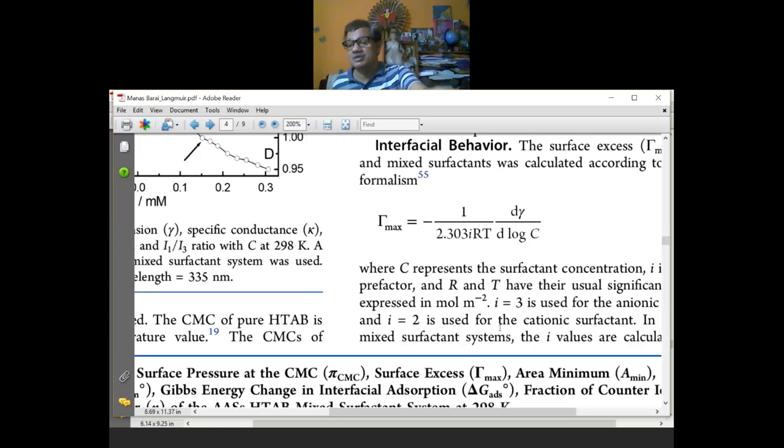This equation whose derivation I just showed was for a one component system. If the number of species in solution is 2, that is, for the surfactant, if it is a non-ionic surfactant, i is equal to 1. If it is an ionic surfactant, i would be equal to 2. If I take multiple components, then accordingly i is to be calculated.